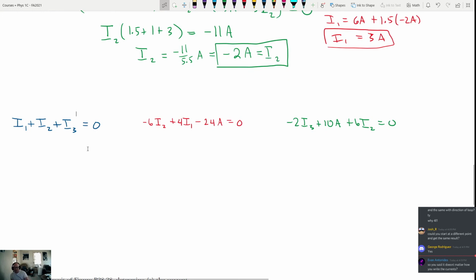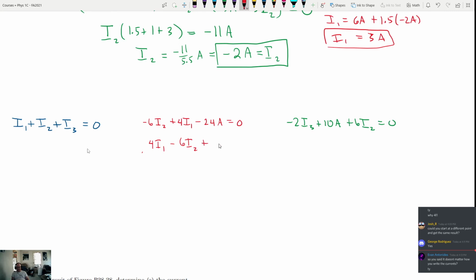It just works out. So what I can do with these is turn them into a matrix, okay? The way that I'm going to write my matrix is like this. I'm going to put all the constants on the right-hand side, and I'm going to rearrange them in a certain way. So I'm going to rewrite this equation as 4I1 minus 6I2, and then I'm going to add a dummy term here, 0I3, is equal to 24.